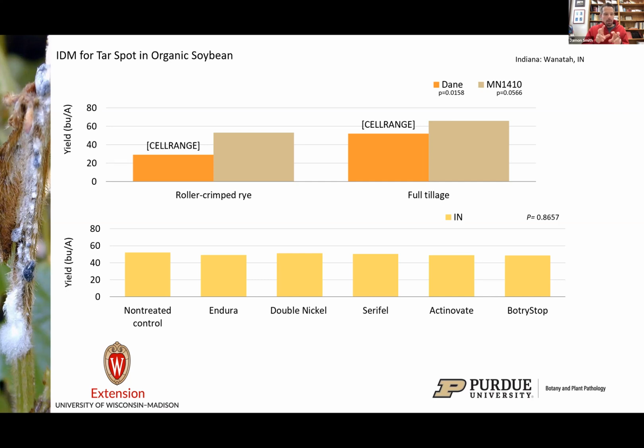The issue there, though, is that again, I think you're going to have to really dial the variety in. If you're going to pivot to, say, a roller crimping rye system or something like that, you got to make sure you got a variety that fits that system and can get through that dense canopy. So that is one caveat to keep in mind.